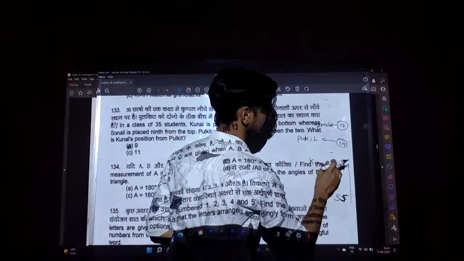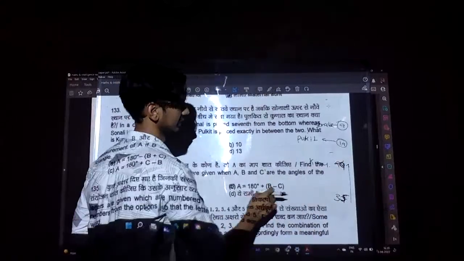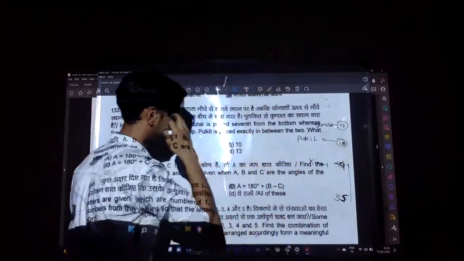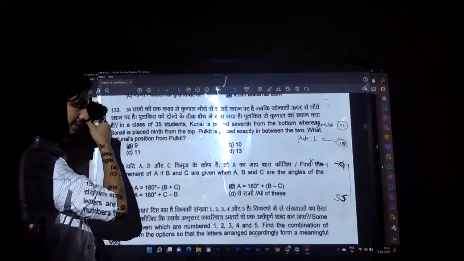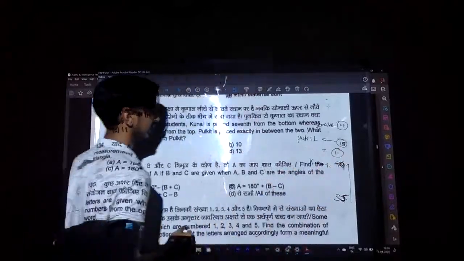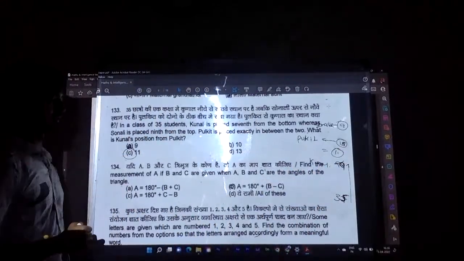Okay, since Pulkit is placed at the center, the position will become 18 and not 19. So when you find the difference between Pulkit's and Kunal's positions, you will get the answer as 11. So the correct option is option C.